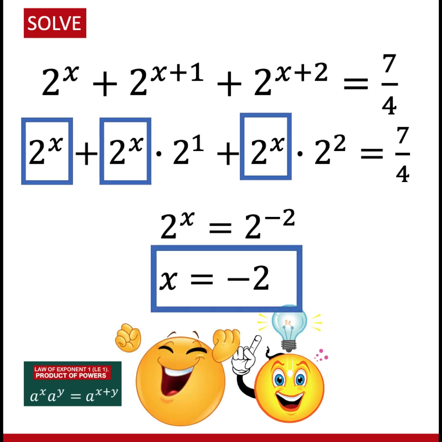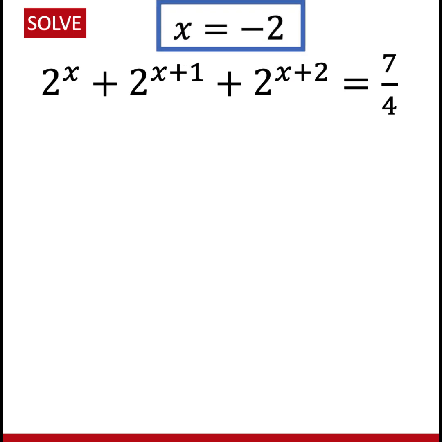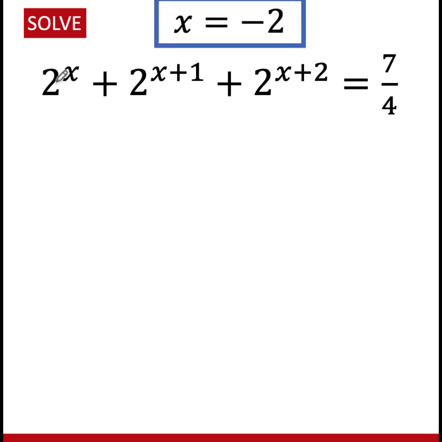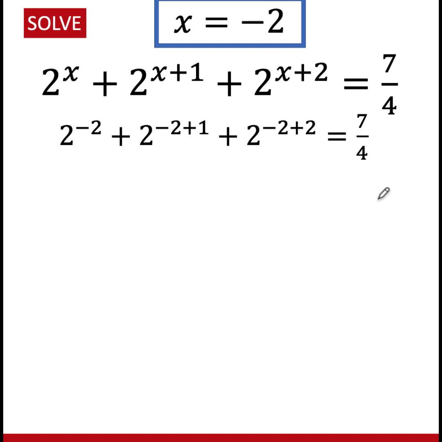Now to check if our answer is correct or not, we replace all instances of x by negative 2, and so this becomes 2 raised to negative 2, 2 raised to negative 2 plus 1, 2 raised to negative 2 plus 2, and copy the right side. Then 2 raised to negative 2 plus 1 equals 2 raised to negative 1. Here negative 2 plus 2 is 0, so we have 2 raised to 0. We copy all the rest.